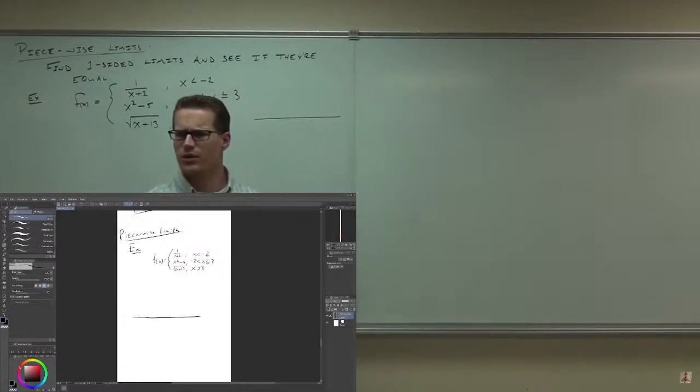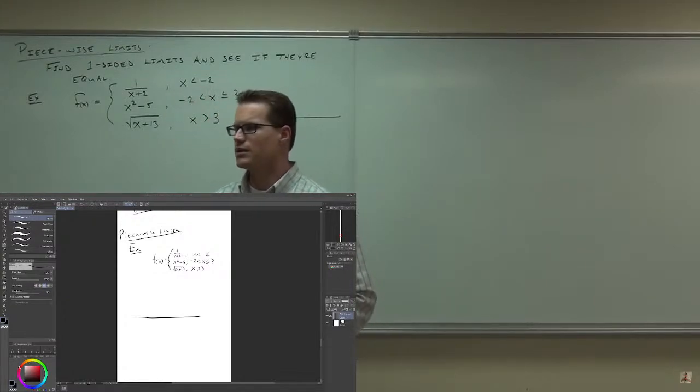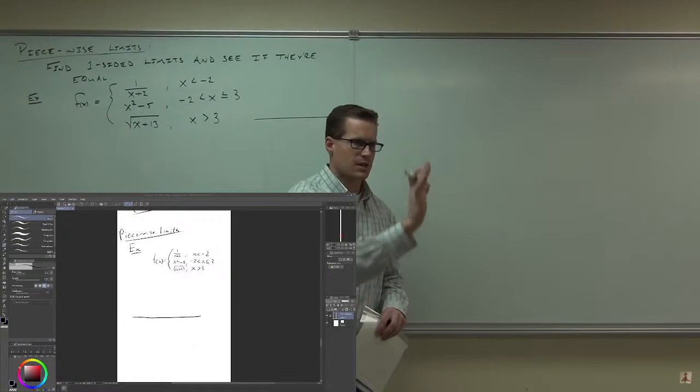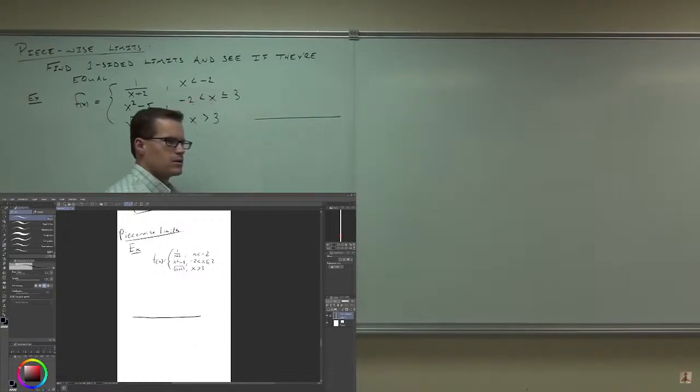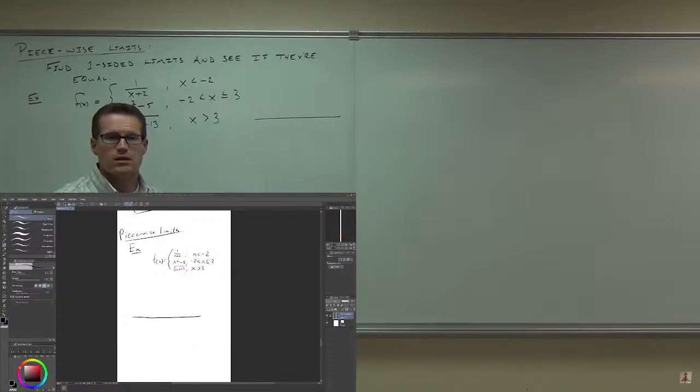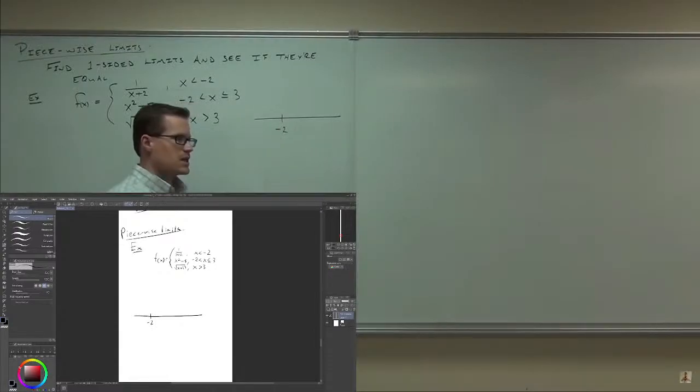Break it up into the places where your piecewise function's broken up. What are those key points? What numbers delineate our function from the next piece of the function? Where does one function start and one function stop, basically? Negative 2, that's a key point, right? So we're going to have negative 2 on here somewhere. What's another key point for us?